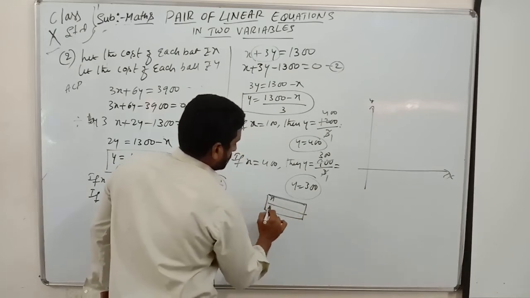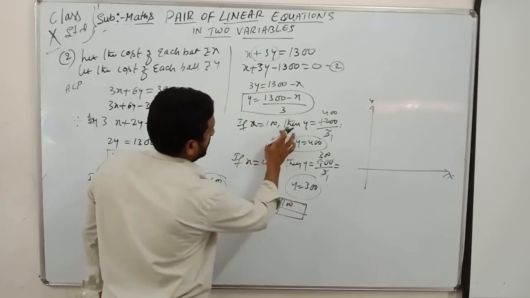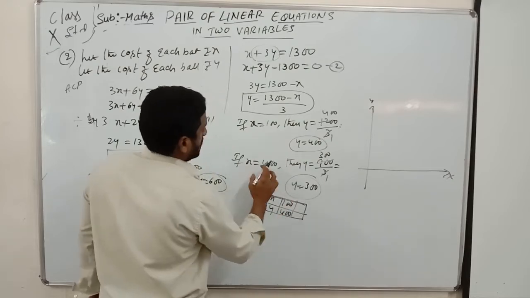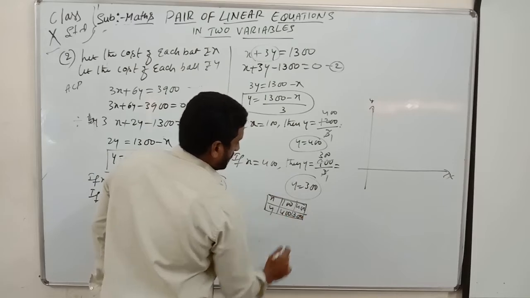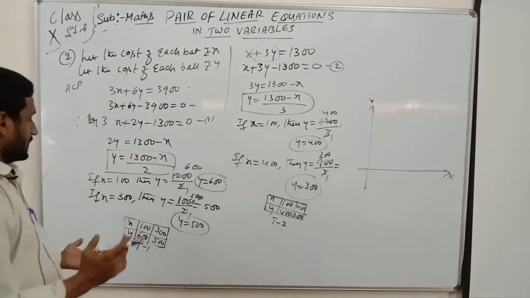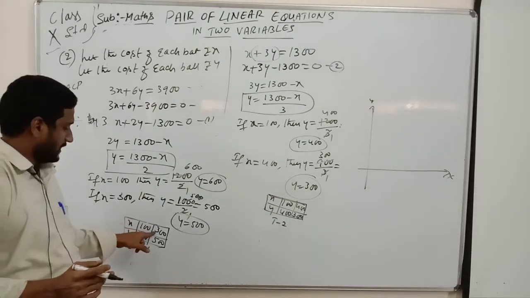Same, this is x and y. What is the x value? X value is 100. Then what is the y value? Y value is 400. X value is 400, y value is 300. This is table 2. By considering table 1 and table 2, the highest x value is here.